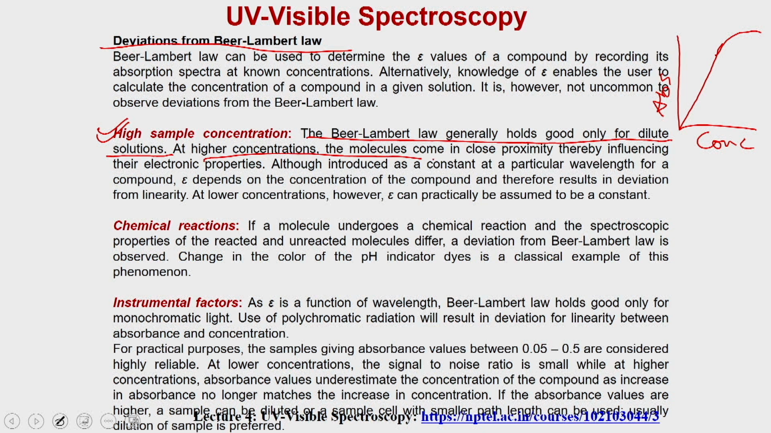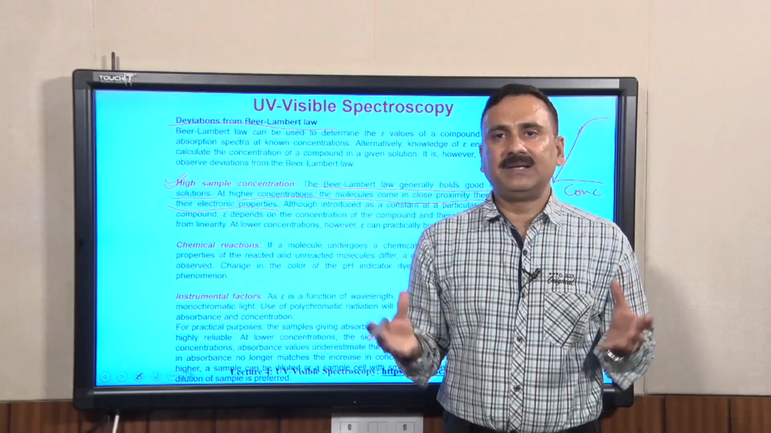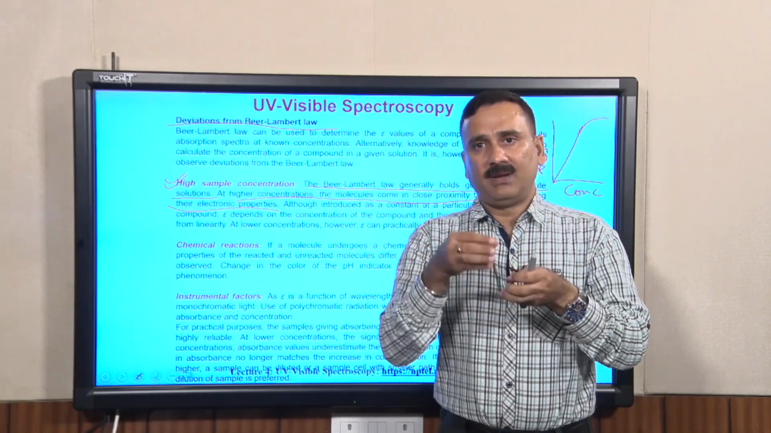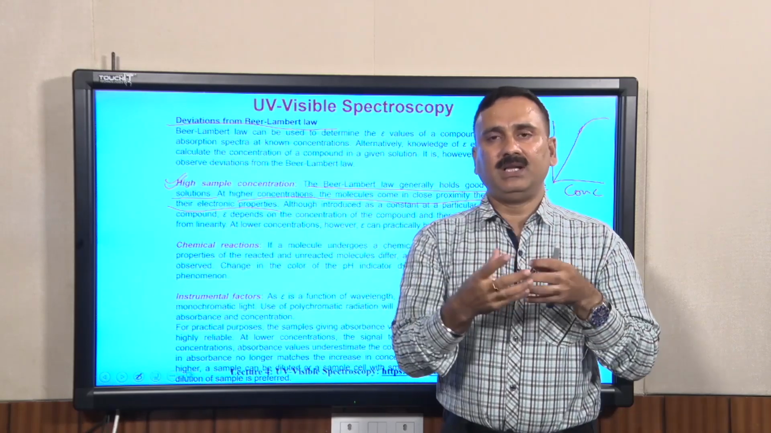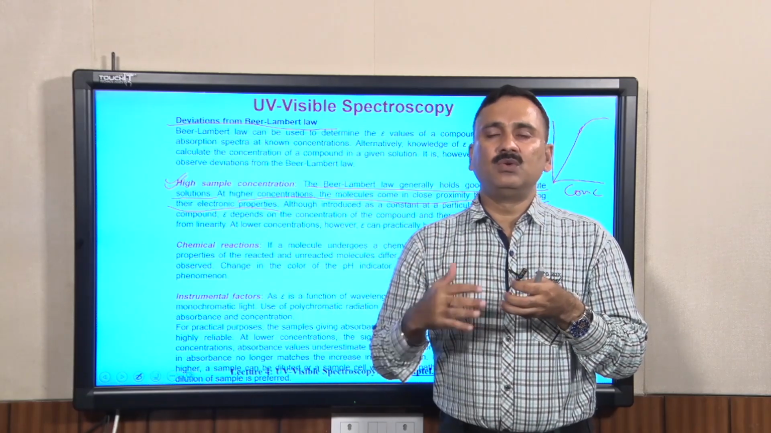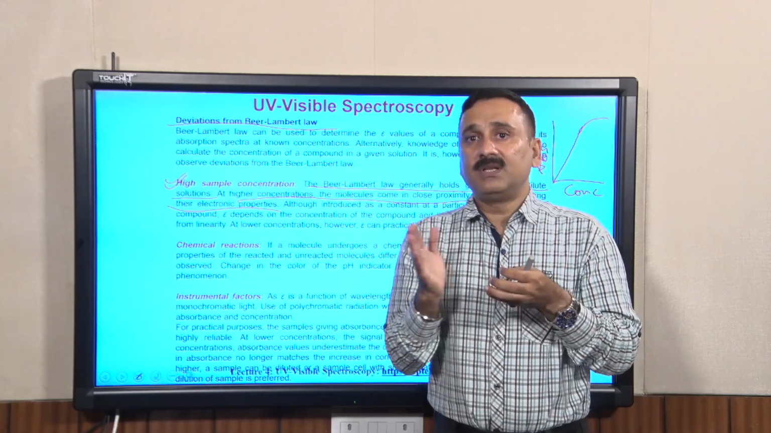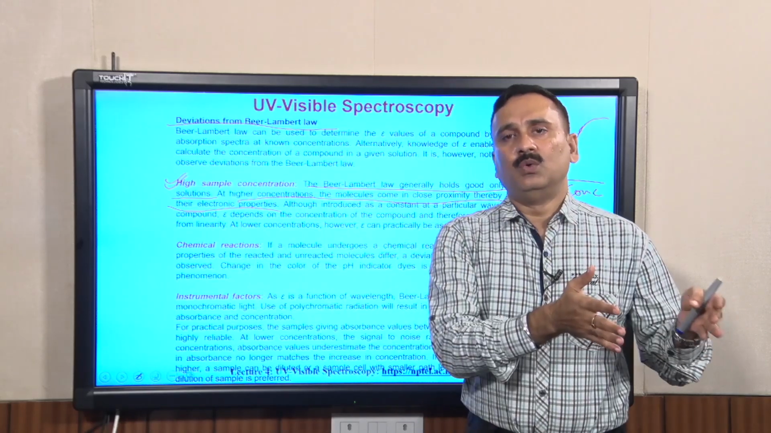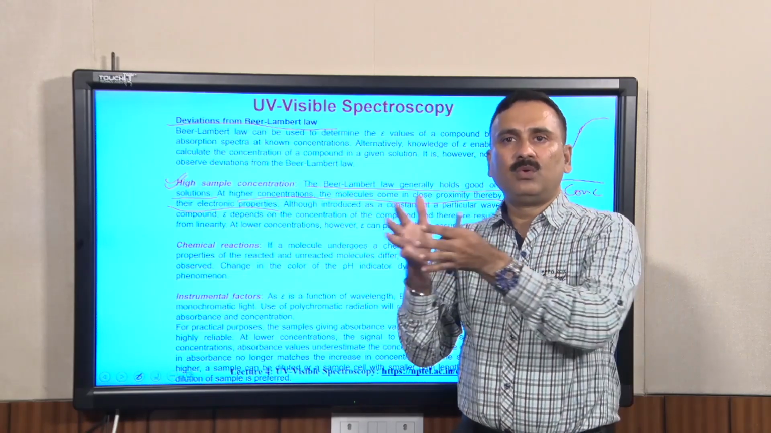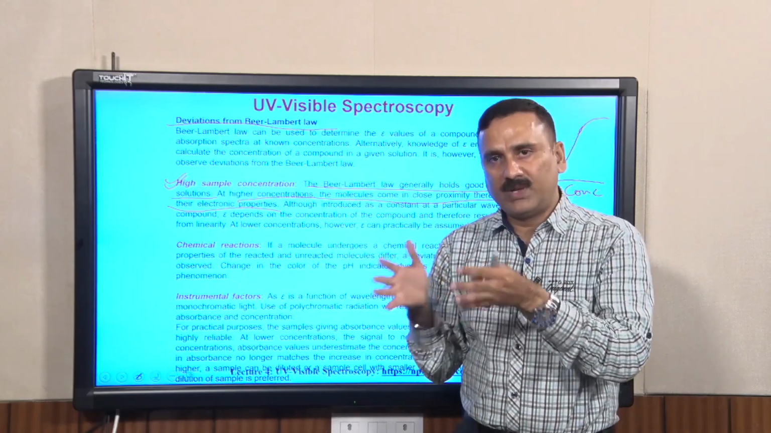At higher concentration, the molecules come in close proximity, therefore influencing their electronic properties. So, when you make very highly concentrated solutions, because of molecular crowding, one molecule is going to start affecting the electronic transitions in another molecule, and because of that it is going to give you very high absorbance, which is not equivalent to the Beer-Lambert law, which means it is not going to follow the equation A equals epsilon C l.